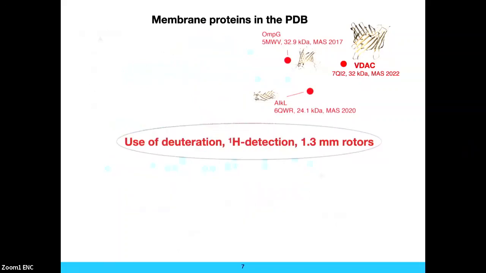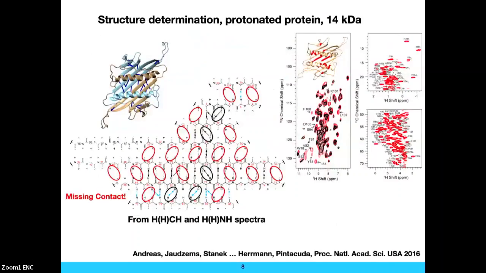And I just wanted to highlight three protein structures that I've been involved in solving recently. These are all beta barrel systems. And for these, it was really critical to have proton detected NMR and fast spinning at around 60 kilohertz or so and 1.3 millimeter rotors. And that may be a little bit surprising in light of some of our earlier work where we were interested in getting rid of the requirement for deuteration, which is quite important for membrane proteins, which can be difficult to deuterate. So we had shown the structure determination of this 14 kilodalton protein.